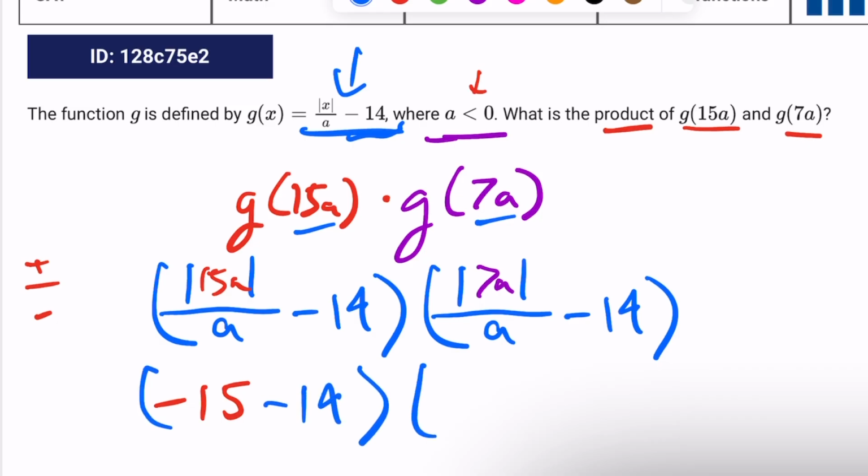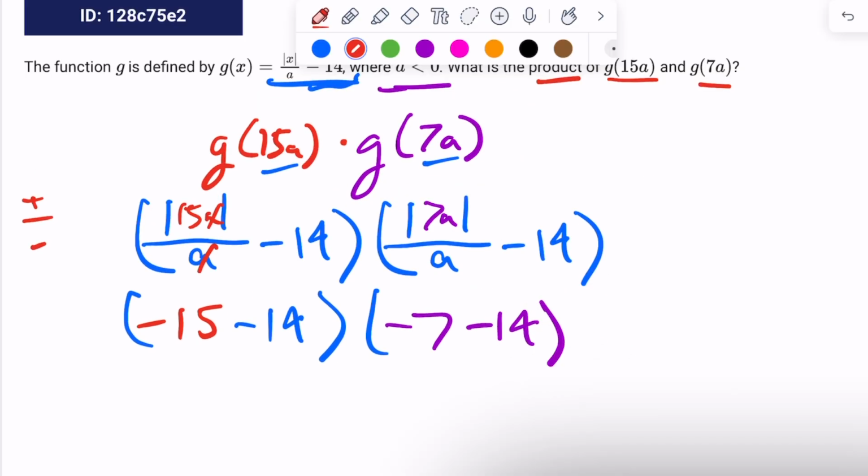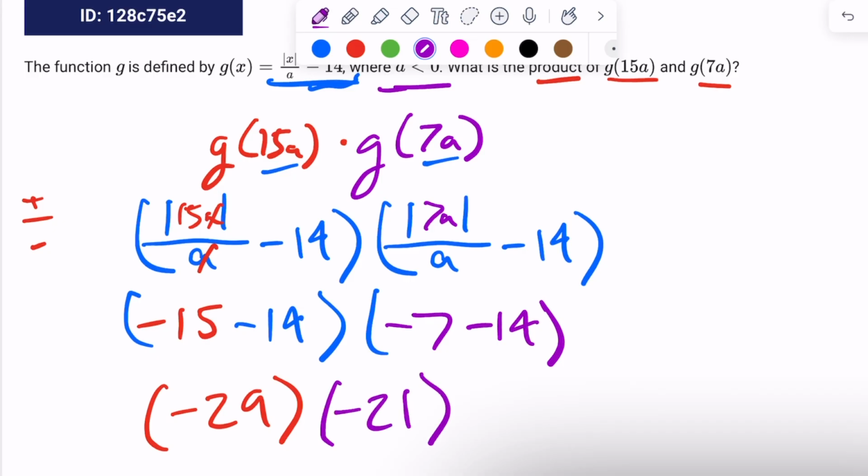And then this one will be negative 7 minus 14. Right, because again, a divided by a cancels out, but then just keep track of those signs like that. All right, so negative 15 minus 14 gives us negative 29. And then negative 7 minus 14 gives you negative 21. Right, in both cases they're making it more negative.